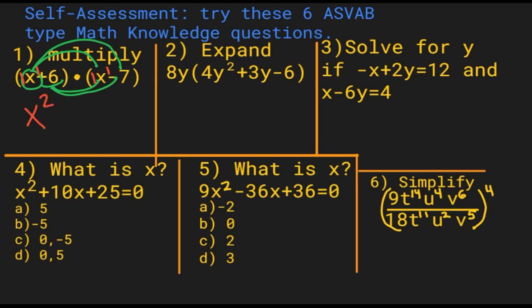Next, x times negative 7. Negative 7x. Now for positive 6. 6 times x is positive 6x. And 6 times negative 7 is negative 42. You look down at the multiple choice answers on your ASVAB and you're like, I don't see the answer there. Good. You're not done. You have to combine like terms.